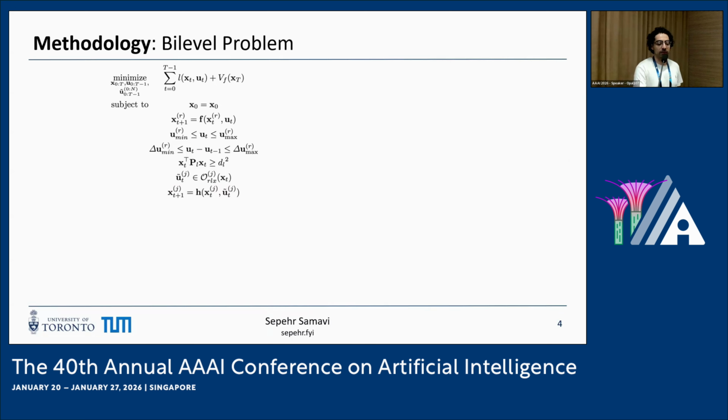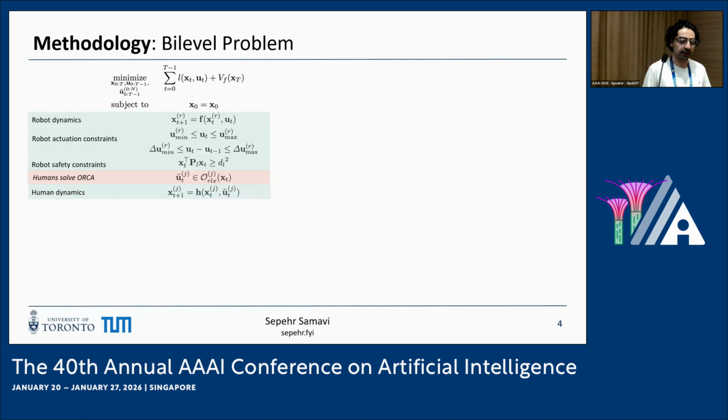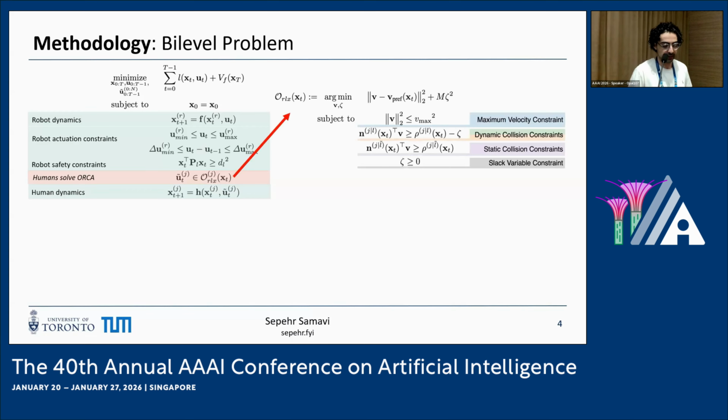So here's the bi-level MPC problem, with the optimization variables being the states of all agents in the scene, which are positions and velocities, the actions of the robot, and the predicted actions of the humans in the scene. In terms of constraints, we have the following, but the most interesting is the one highlighted in red, enforcing that the humans in the scene are solving ORCA. And here's what that ORCA problem looks like.